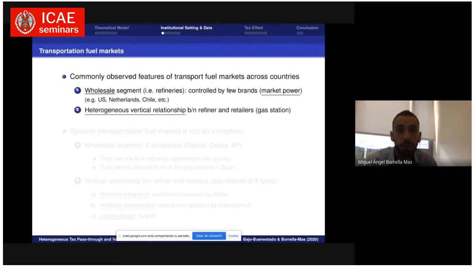And this market power, or the implications of this high market power, have been documented in different contexts, like, for example, in the US, in the Netherlands, or in Chile. Basically, the dominant position of refineries is more evident in countries whose market is served exclusively by a national oil company. In addition, we also have a heterogeneous vertical relationship between the refiner and the retailers, or between the refiner and the gas station. And I'm going to define these heterogeneous relationships in the next slide.